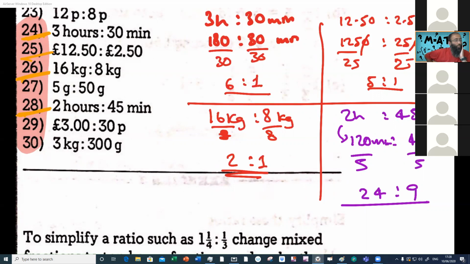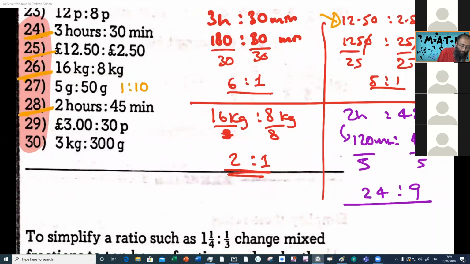Mr. Iqbal, go on. So where's 25? Question 25 is over here. 1250 and 250. So we change them into pence and then we divide by 10 and then we divide them by 25. So it's 5:1. 5:1, correct. Okay, the 5 gram and 50 gram one is already in grams. That just cancels down to 1:10.